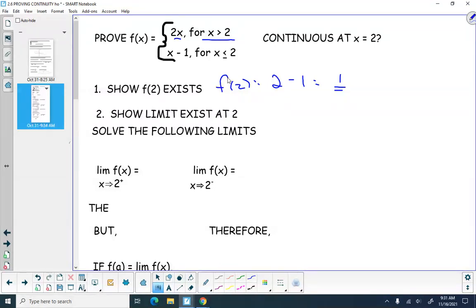The next step is to show the limit exists at the value of 2. So we have 2 different limits that we have to solve here. We have to take our limit as x approaches 2 from the right, and the limit as x approaches 2 from the left.